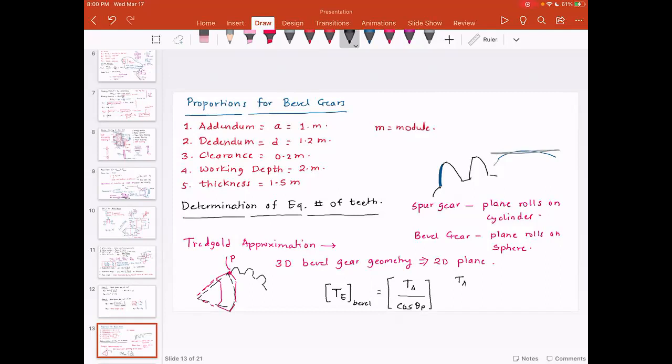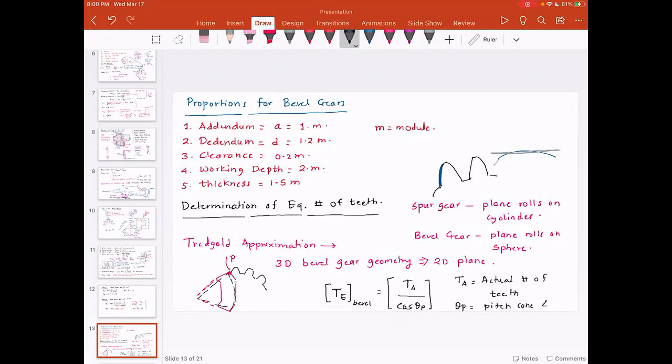where TA is the actual number of teeth, and theta P is the pitch cone angle. So that is what it means.